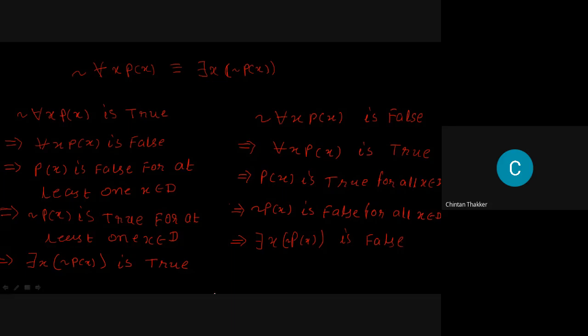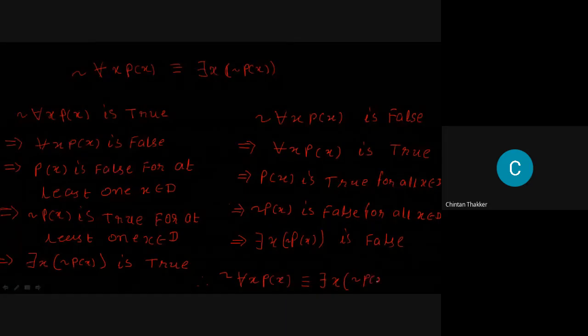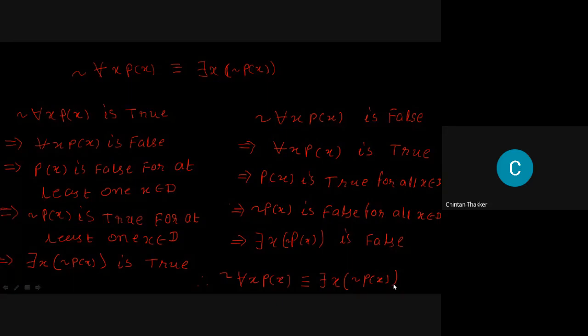So therefore, negation of all x Px is equivalent to there exists x negation of Px. Okay. Just take the screenshot of this theorem. It is not in a PPT. I share with PDF.